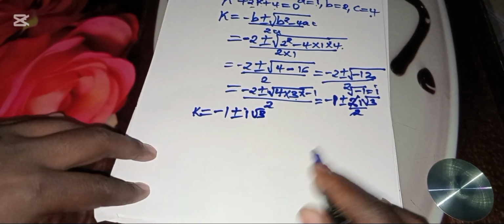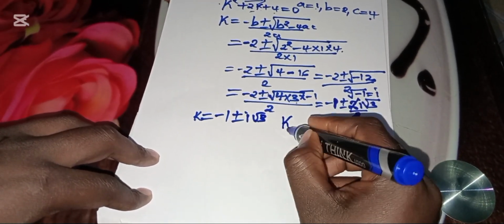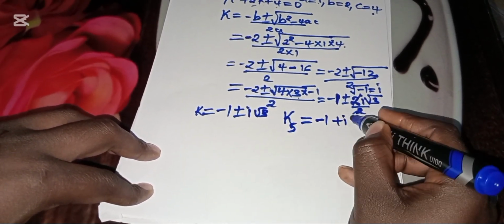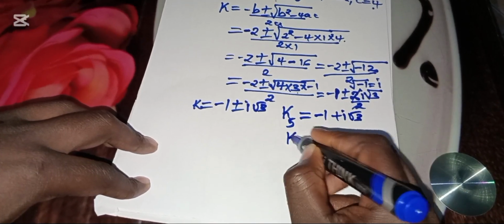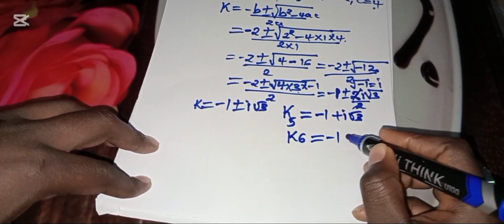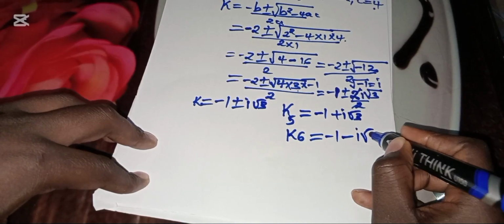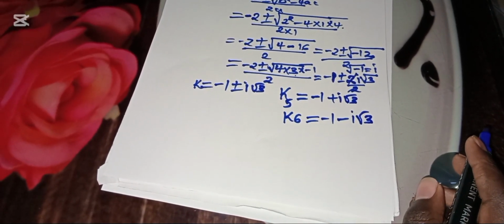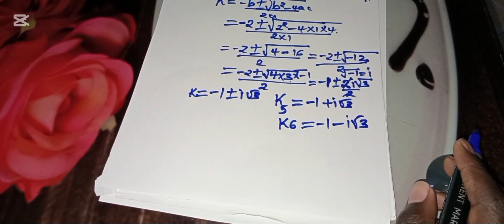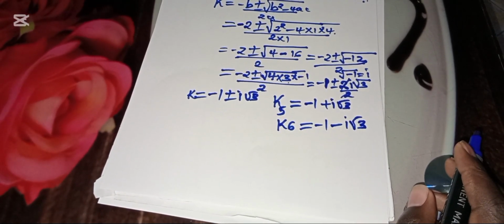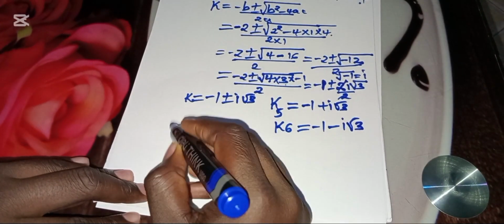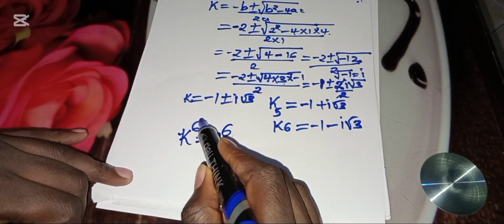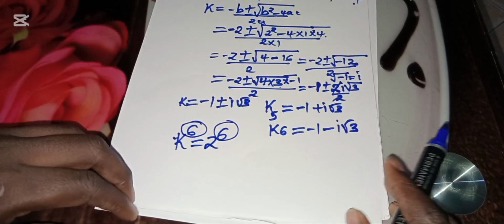Now we have k5 expressed as negative 1 plus i square root of 3, and k6 expressed as negative 1 minus i square root of 3. As you can see, we have 6 solutions. Those are the solutions for our equation. That's why k raised to power 6 is equal to 2 raised to power 6, which shows that we have 6 solutions, all of which we have calculated.